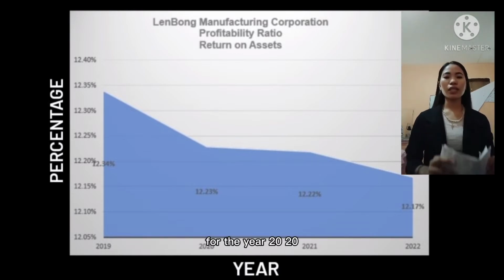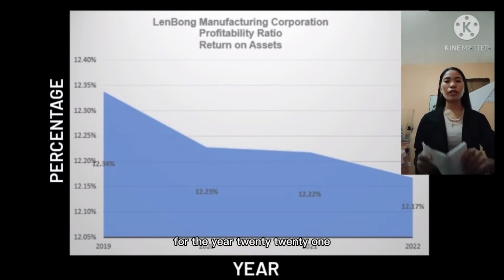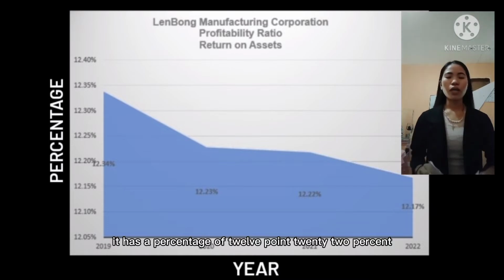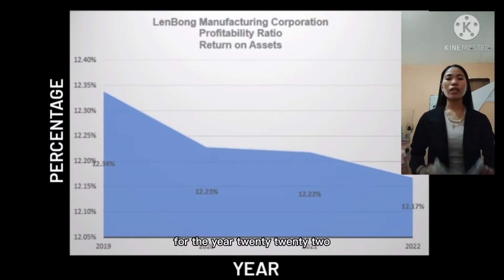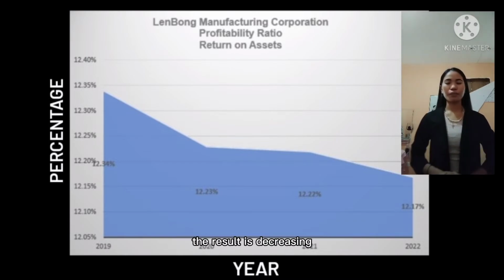For the year 2020, it has a percentage of 12.23%. For the year 2021, it has a percentage of 12.22% and 12.17% for the year 2022. Unfortunately, the result is decreasing.